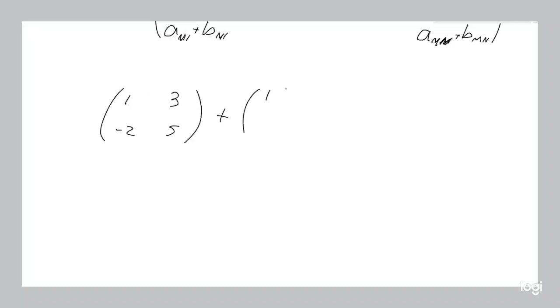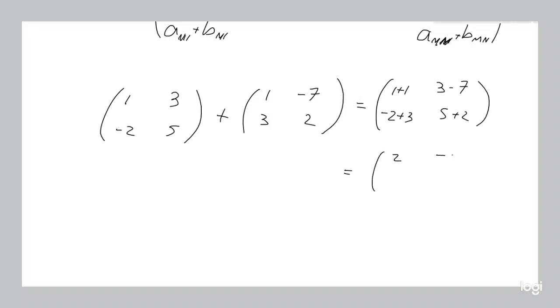plus 1, -7, 3, 2. Okay, so you just add the corresponding components. This is going to be 1 plus 1. This will be 3 minus 7, or 3 plus -7, -2 plus 3, and 5 plus 2. Right? So that comes to 2, -4, 1, and 7.